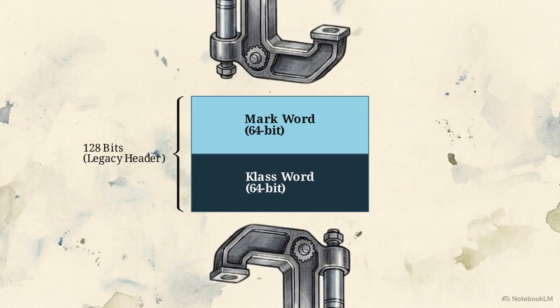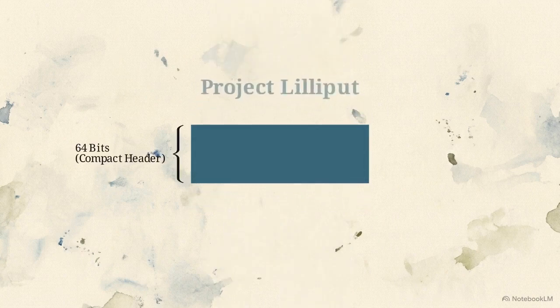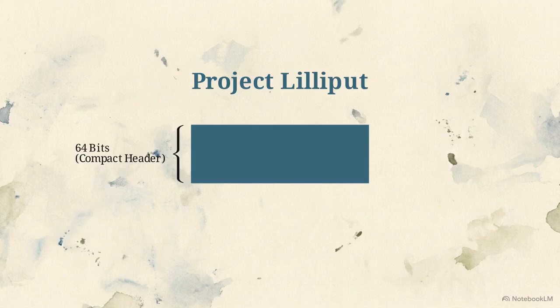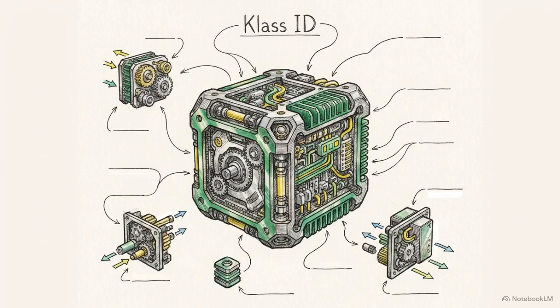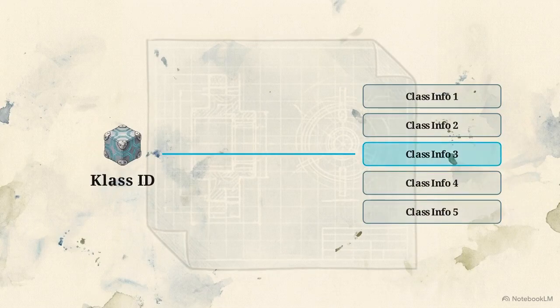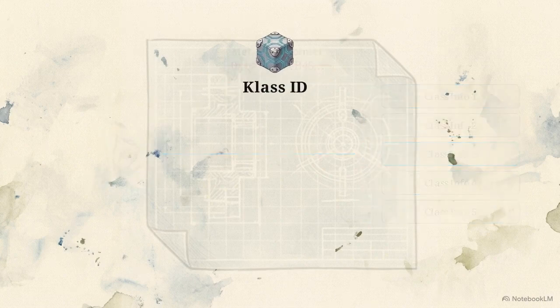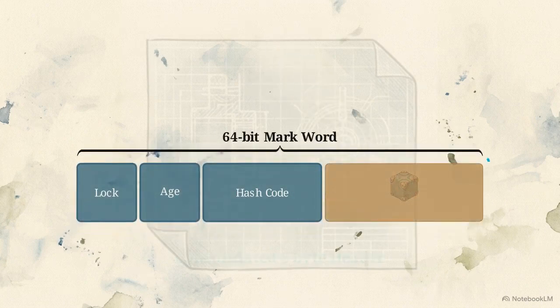Its objective is mechanically brutal. Compress the legacy 128-bit header down to just 64 bits. Achieving that level of compression requires completely eliminating the 64-bit class word native pointer. Instead of a full 64-bit address, Lilliput introduces a compressed class ID. This ID operates as an encoded index, mapping to a class table, removing the need for a direct memory address into the metaspace. Lilliput packs this class ID directly into the underutilized bits of the existing mark word.